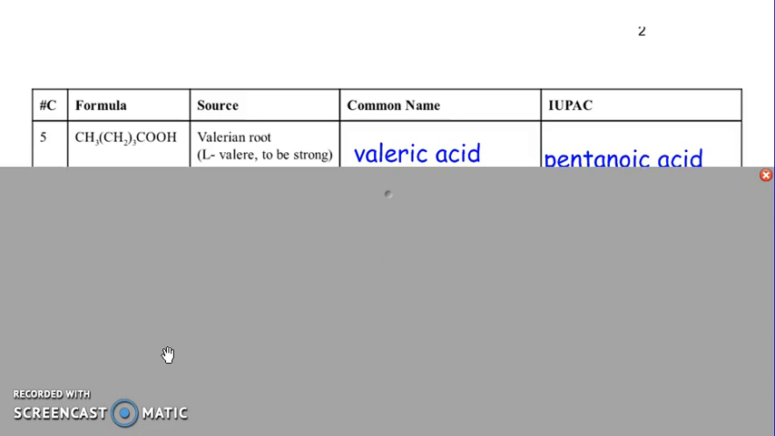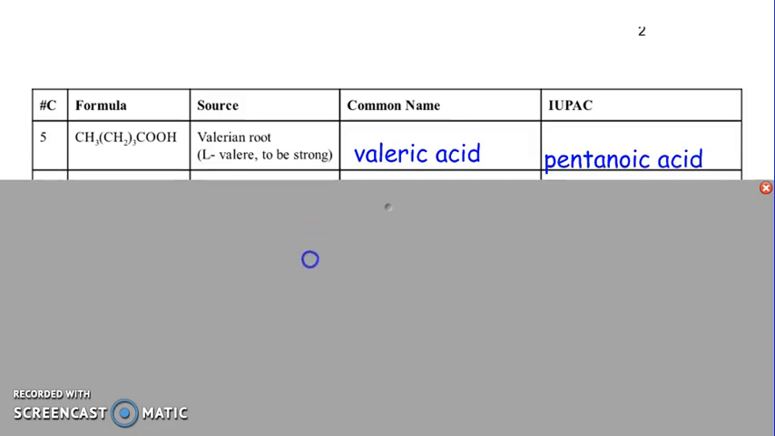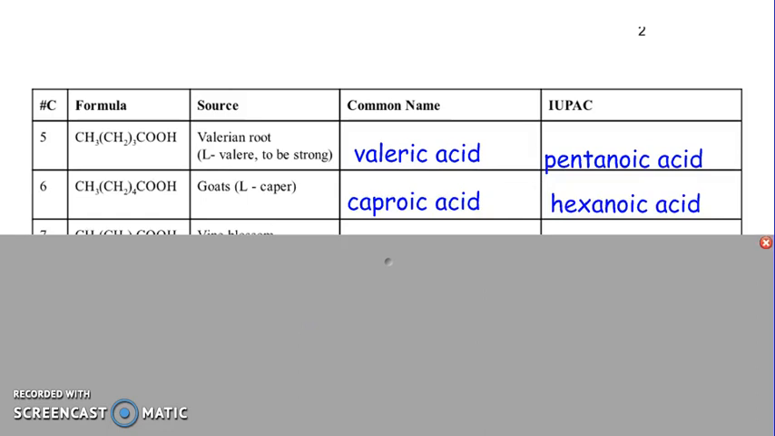So this 5-carbon carboxylic acid came from the Latin word for strong, like the valor of somebody, I guess, the strength. So valeric acid, I've never heard before, but I have heard of petroleic acid. And then we have, I think this one's interesting.